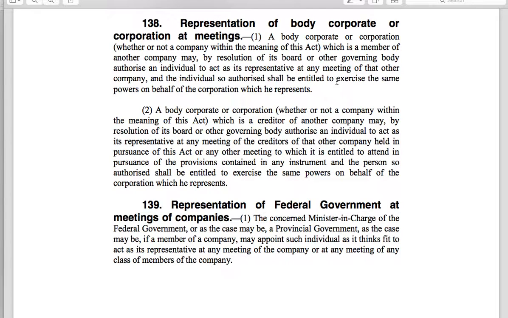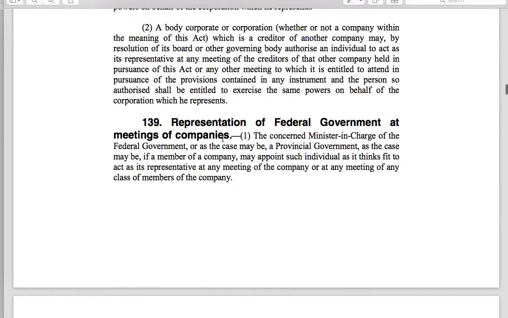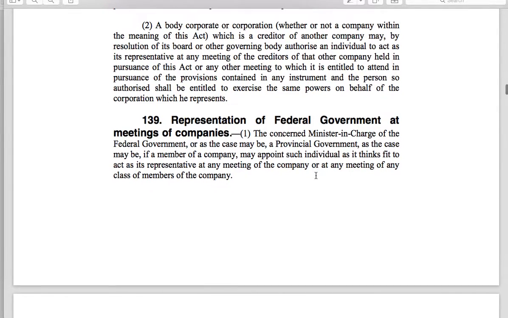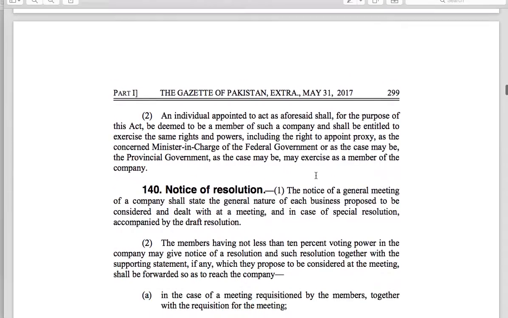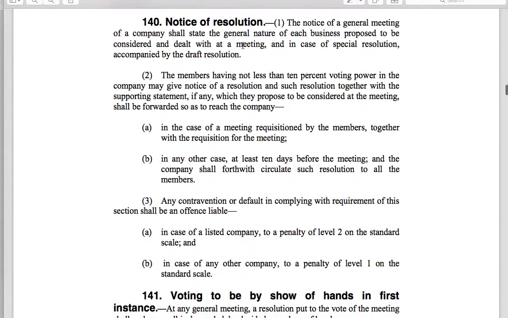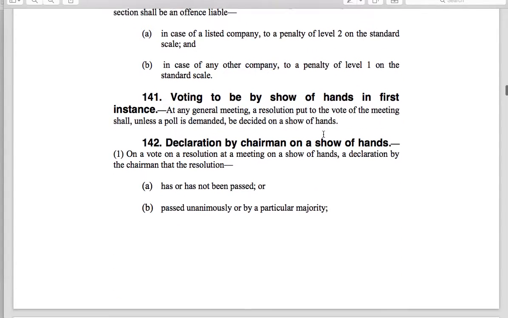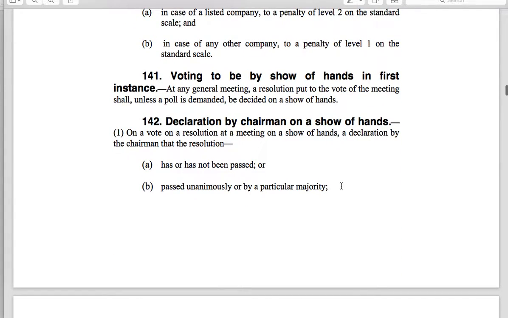Now, a body corporate or a corporation can also attend a meeting through its authorized representative, and the federal government can also be represented as a member of a company. The notice of the meeting and the resolution has to be given, and these have timelines and procedures. Voting will be by show of hands.